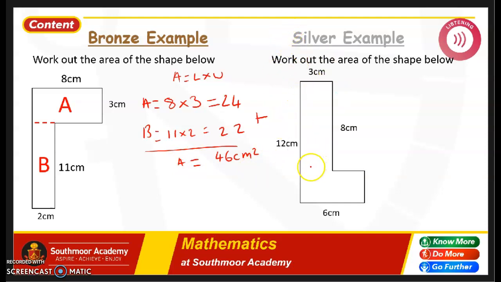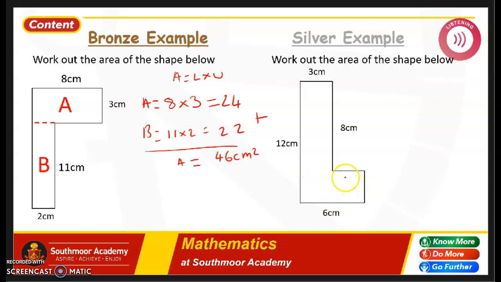Okay, and on to our silver example. Again, I'd like you to copy this down. Pause the video to allow students time to copy down the question. So again, we're going to work out the area of the shape below. Now again, we don't have a formula for this shape. We don't know how to work out the area of the shape if we don't have a formula.